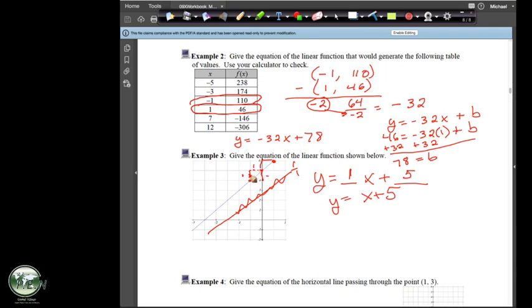So for me, this one, you said 1 over 1. Would it be 1 over -1? It could be -1 over -1. Okay, so they would both be negative. So I would go down 1 and back 1. And then the other way would go back, positive 1 over 1.